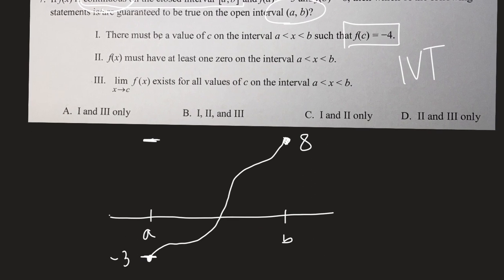Okay, and that's not okay, right? They could be, -4 is down here, but the graph does not have to go down before it goes back up to 8. So part 1 is not necessarily true, right? Not guaranteed. Could happen, sure, but does not guarantee it. Number 2, must have at least one 0. Sure, it must cross 0 to get from -3 to +8. And the limit exists for all values. Yes, that's the definition of a continuous function. So our answer are part 2 and part 3.